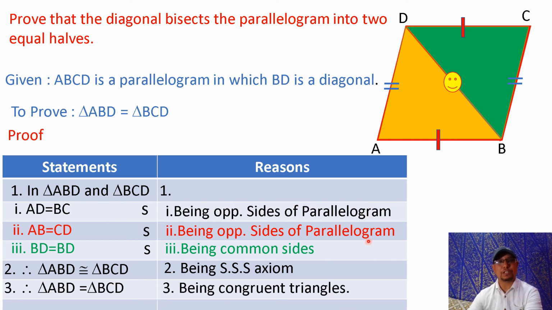Here you have seen students, this diagonal BD bisects the parallelogram into two equal halves. That is, the area of the yellow triangle equals the area of the green triangle. This proves the theorem. Okay students.